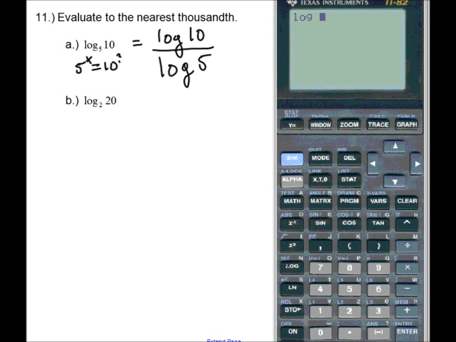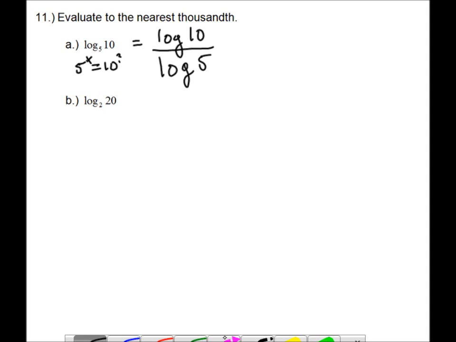Then we can use our calculator to figure out what this equals. So we do log 10 divided by log 5, and we hit enter. And then what we end up getting is 1.43. So this ends up being roughly 1.430, and we round to the nearest thousandth.